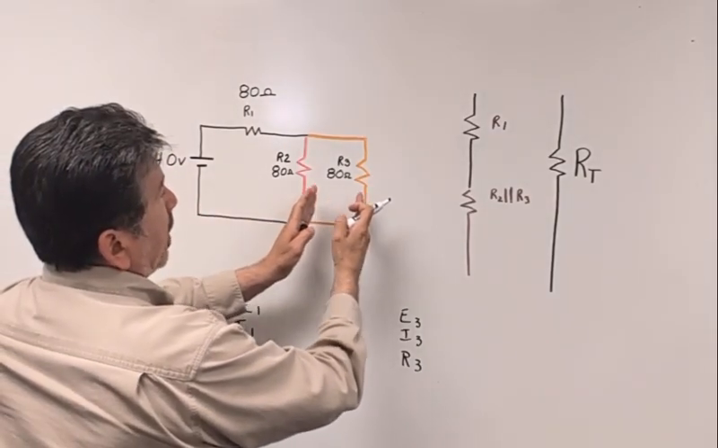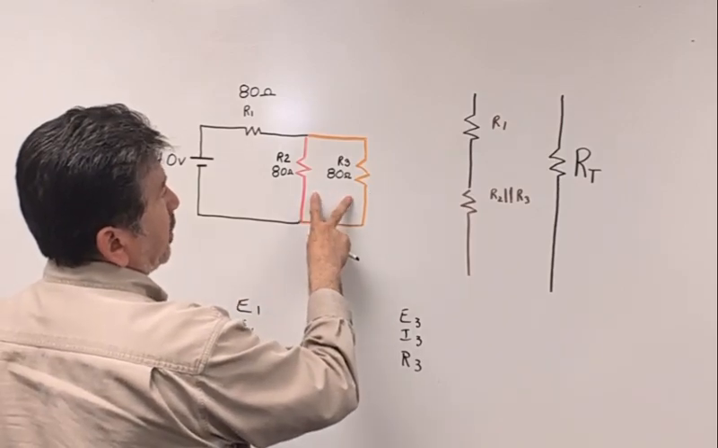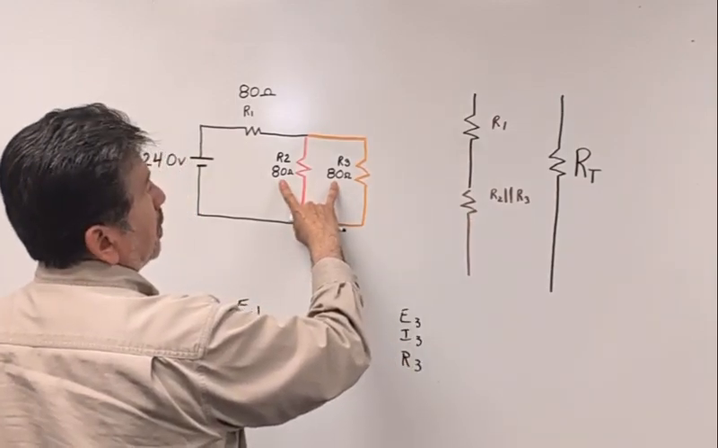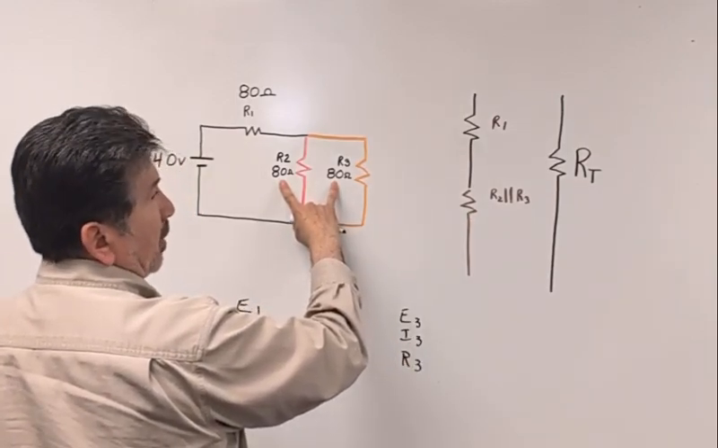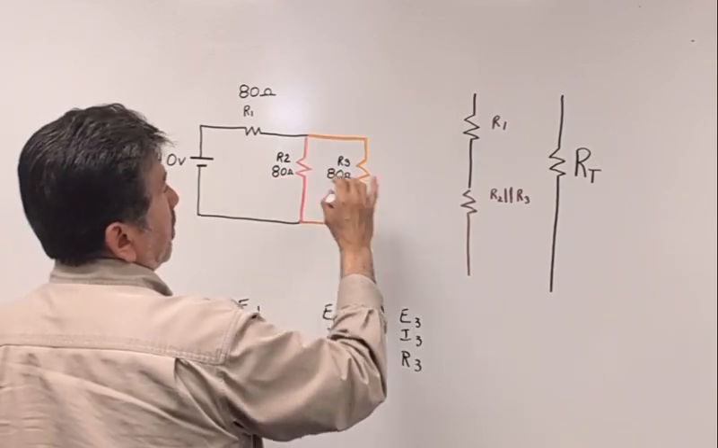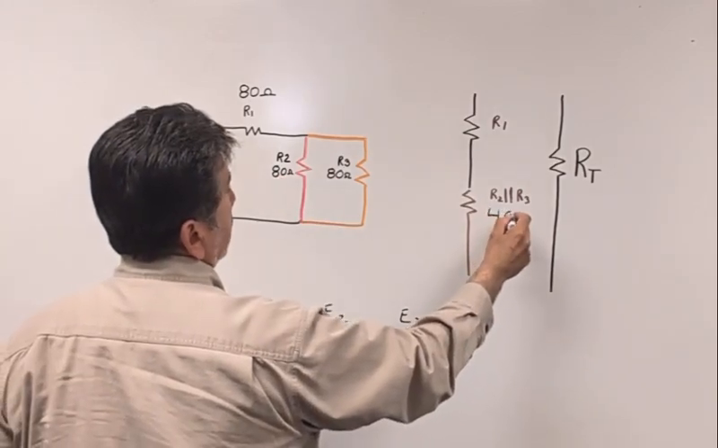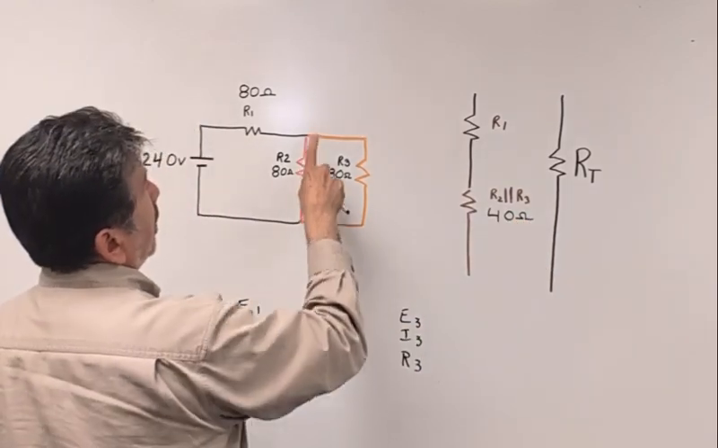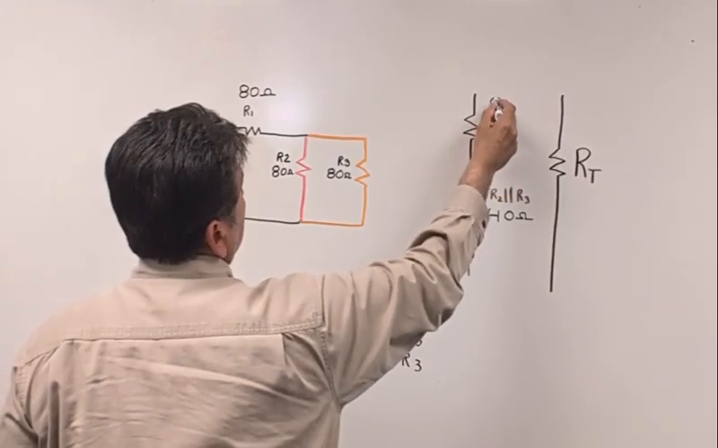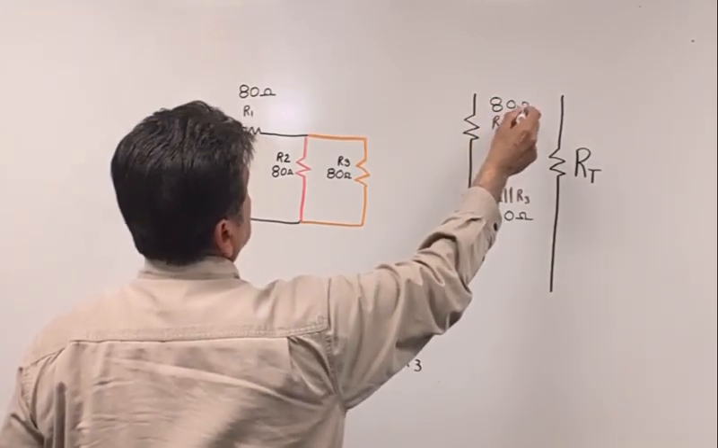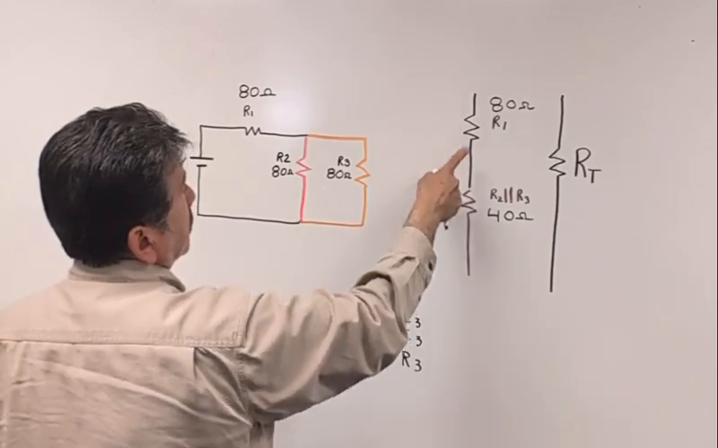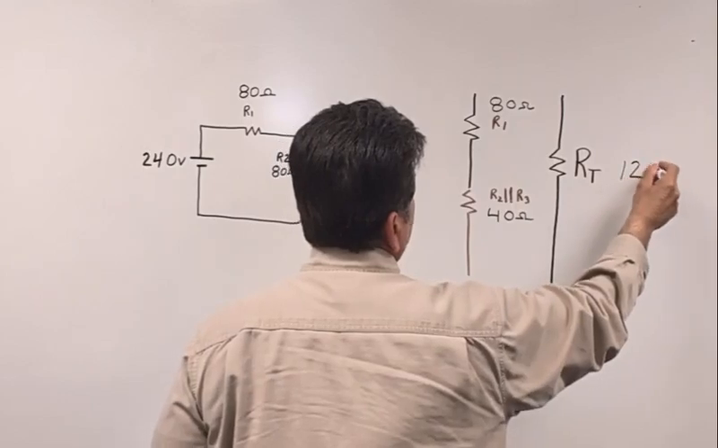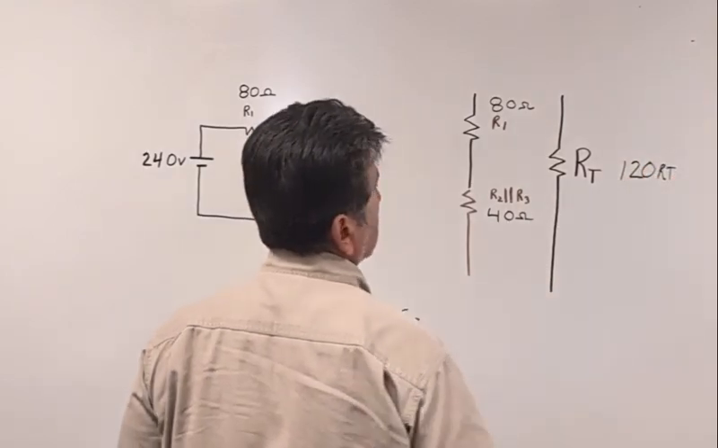I'm going to find how much resistance is here between these two, a parallel of R2 and R3. I have two like resistors, same value. So I take 80 divided by 2, there's 40 equivalent resistance between these two resistors, in series with 80 ohms. In a series, I just add the two values together. I have 120 as R total.